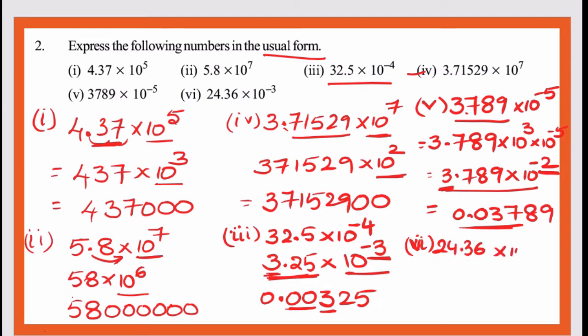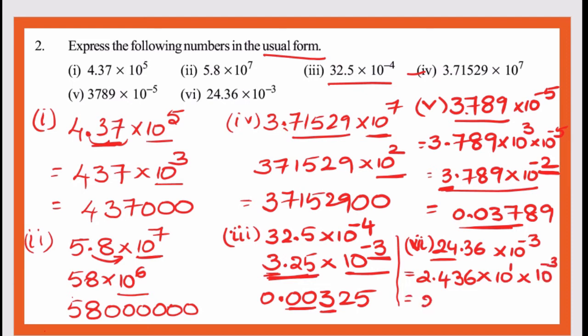24.36 into 10 power minus 3. So this is nothing but the given question, right? So first of all, you change it into scientific notation form, because 24 is not valid. So I can write it as 0.436 into, since I have moved one value to the right side, that's why I will get 10 power 1, into 10 power minus 3.